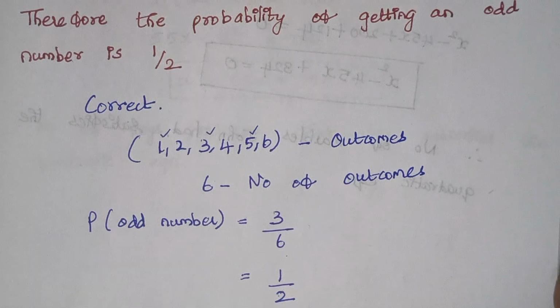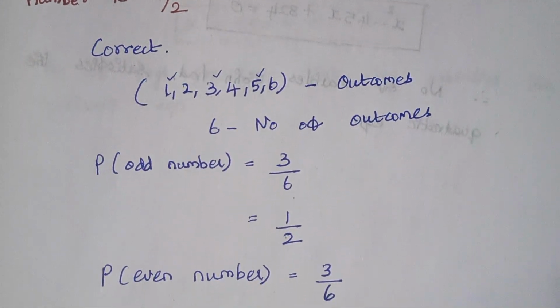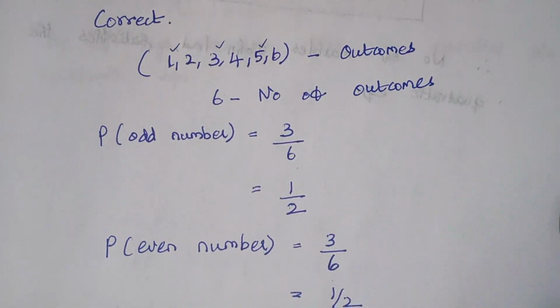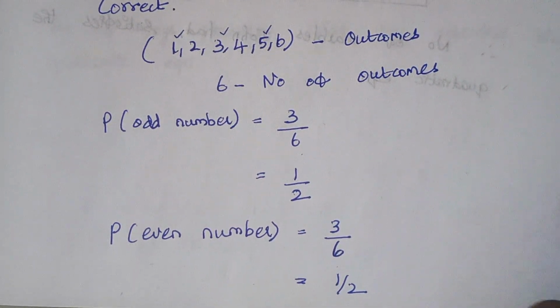Similarly, probability of getting an even number also remains the same, because here we have 3 even numbers, 3 by 6, and again the probability is 1 by 2.